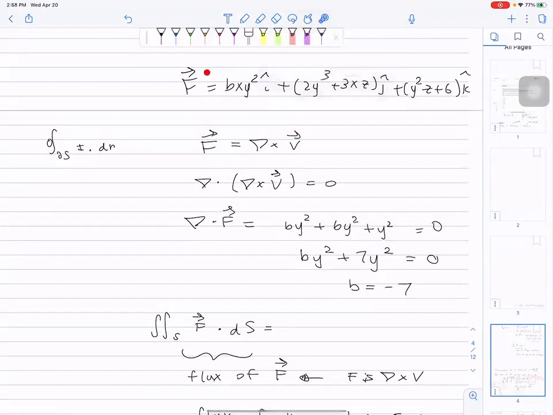So if I take the divergence of this vector field, what's the partial with respect to x? That's By squared. Partial with respect to y is 6y squared. Partial with respect to z is just y squared. So now I have that this divergence should equal 0, or I get By squared plus 7y squared equals 0. So how do I get it equal to 0? B should be -7.